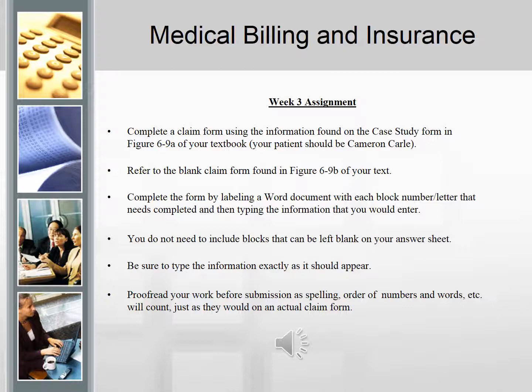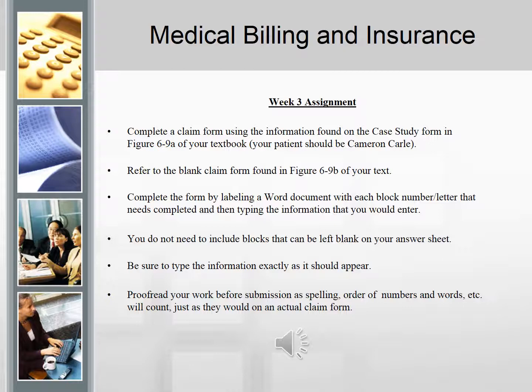refer back to. So to do this, you're going to label a Word document with the block number and letter for each line that needs information filled in. If a line can be left blank, then you don't even need to include that on your answer sheet. Make sure you're entering the information exactly as it should appear. So you're not just entering a description of what needs added to that line, but you're entering the actual information.